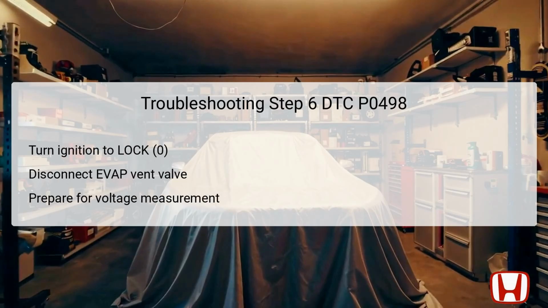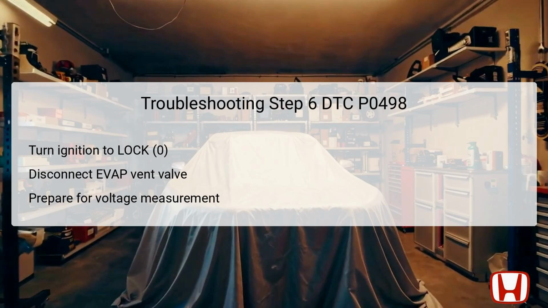Step 6 instructs the technician to turn the ignition switch to the lock position, which ensures that all electrical systems are powered down safely. The next step involves disconnecting the EVAP canister vent shut valve 2P connector to isolate the component from the vehicle's electrical system. This is a critical step prior to conducting voltage measurements, as it ensures that readings are accurate and not influenced by other components. Properly preparing for these measurements is essential for service quality and reliability.